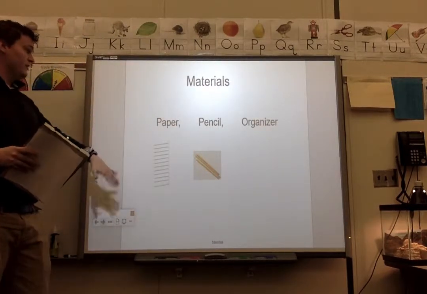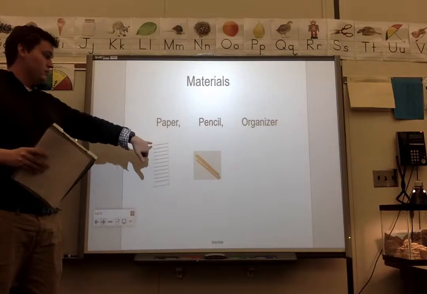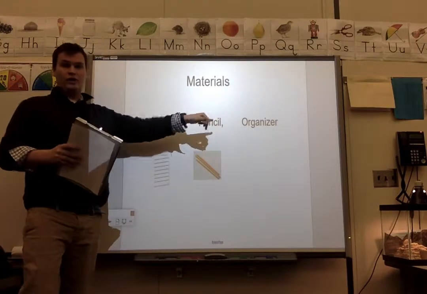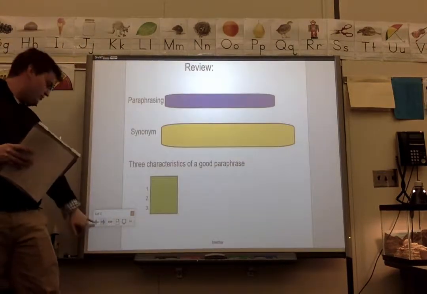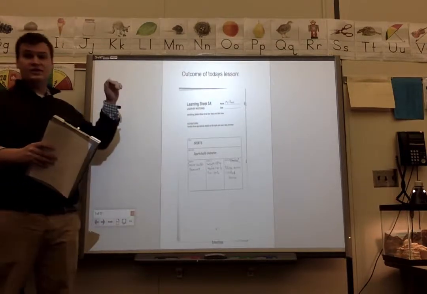Okay, so we're going to move on to some reviewing of what we learned in previous lessons. We're going to need materials. We're going to need what? Pencil, paper, and we have an organizer. Okay, outcome for today's lesson, we're going to do this.